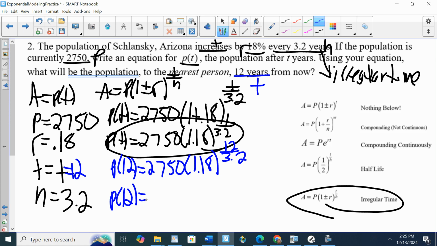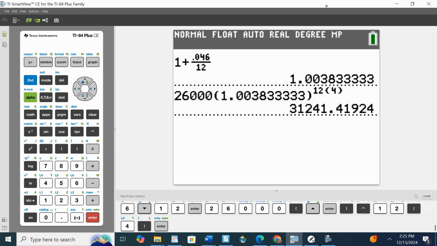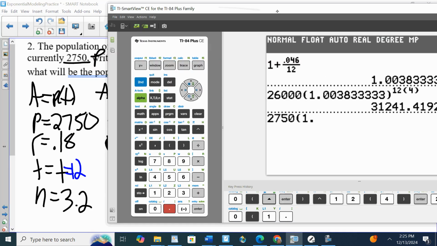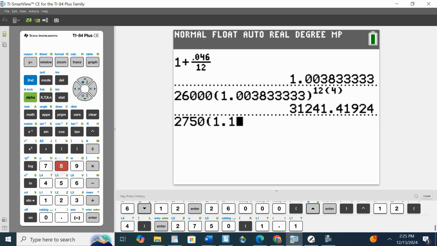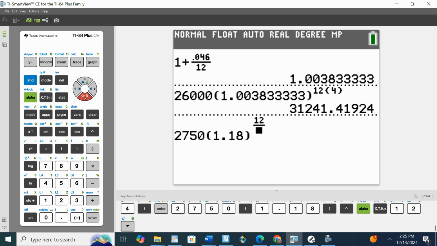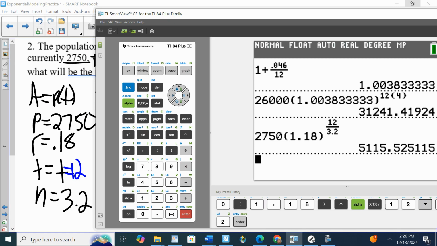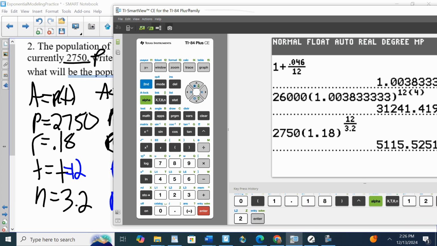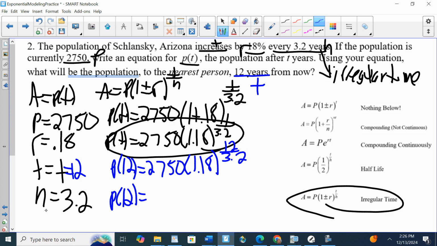P of 12 equals 2750, 1.18 to the power of 12 over 3.2. Did I do that right? Can't really see here. Yup. To the nearest person, 5116.